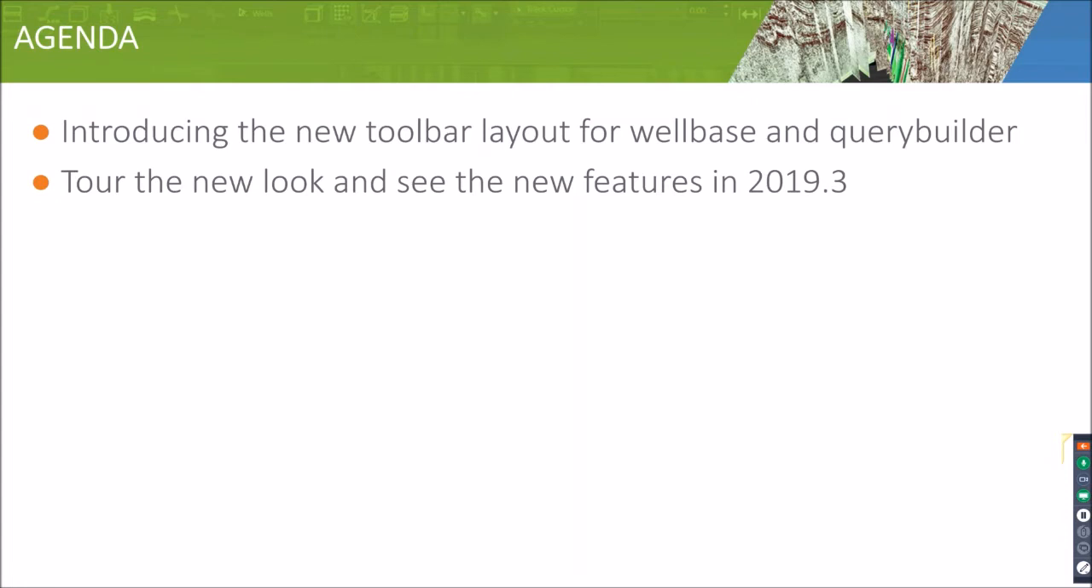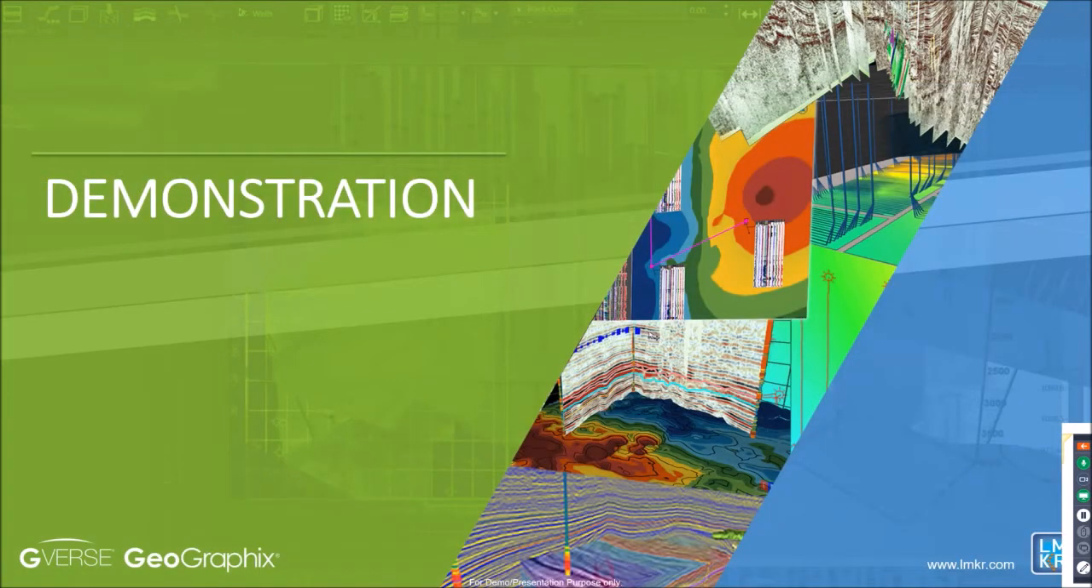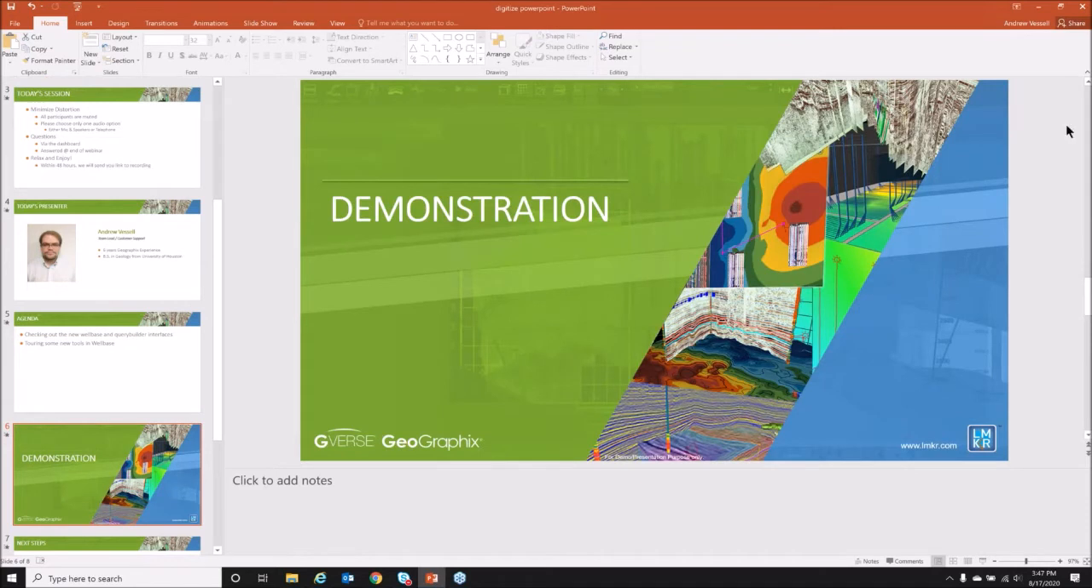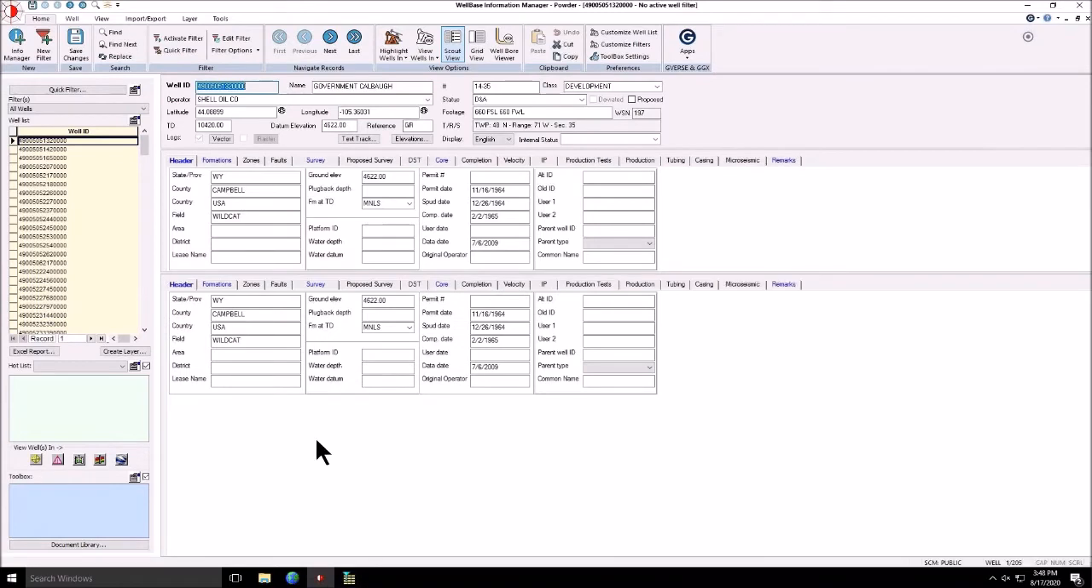So with that, if you've ever attended any of my webinars before, you know I just like to jump directly into the demonstration. So let's take a look at what the new WellBase is going to look like. Let me switch my screen here. You should see the other screen now. This is the 2019.3 release. Right now I'm just in Product Explorer. Nothing's really changed on that end. But let's jump over to WellBase and see what's different here.